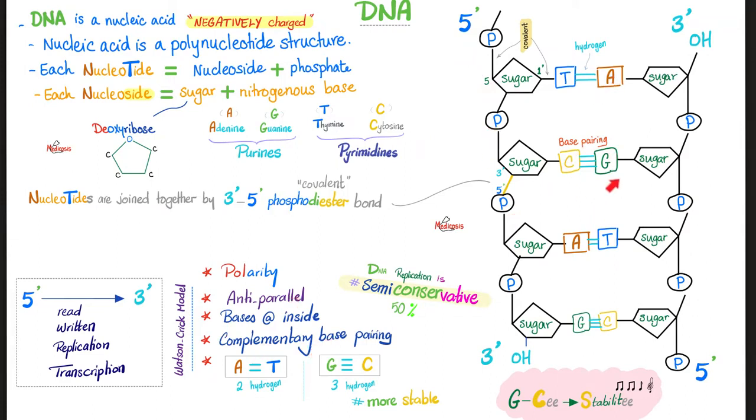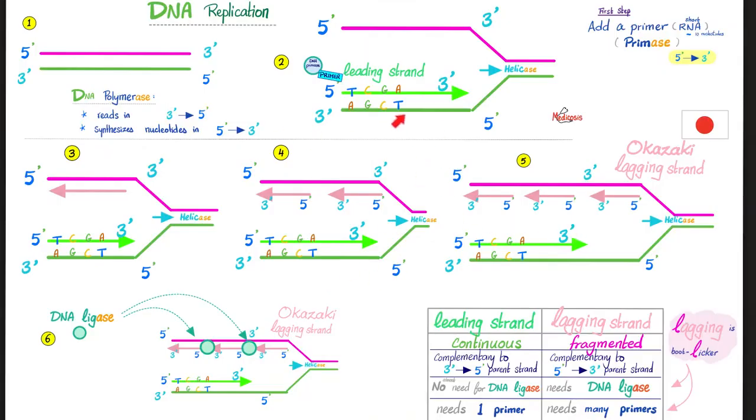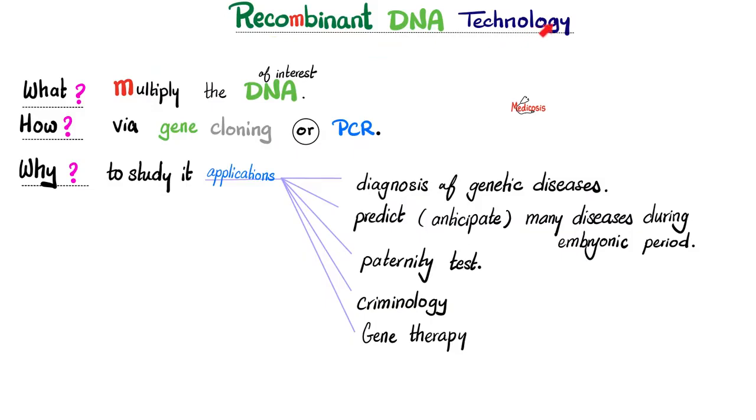There is complementary base pairing. A binds with T and C binds with G. Adenine binds thymine with 2 hydrogen bonds, but guanine binds with cytosine via 3 hydrogen bonds. That's why the GC pair is more stable than AT pairing. We talked about DNA replication in previous videos. Just remember that the first step is adding a primer, which is a short RNA sequence. What's the enzyme that adds a primer? Primase.